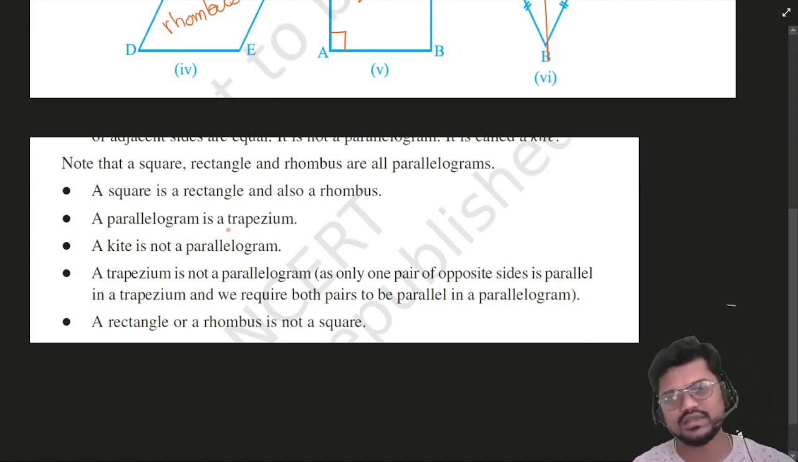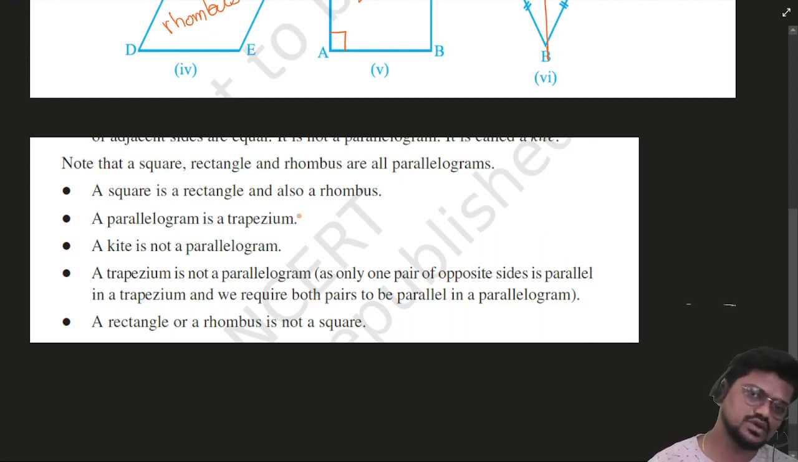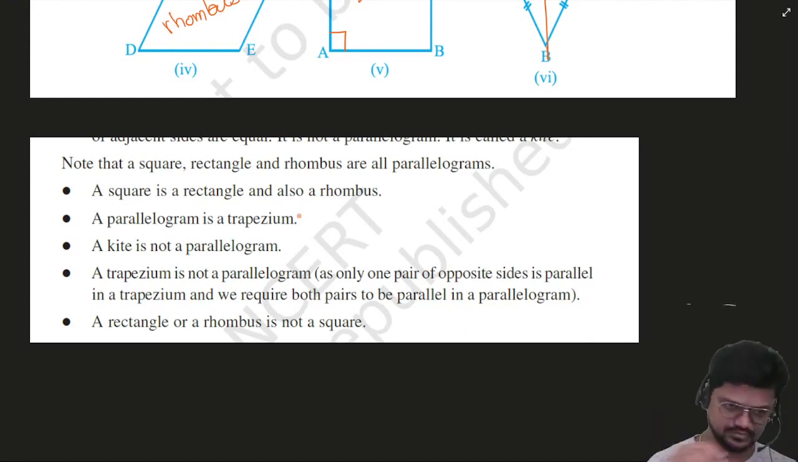A parallelogram is a trapezium. Why can we say this? Because to be a trapezium, only two opposite sides should be parallel. In a parallelogram, two opposite sides are already parallel. The other two sides are also parallel, but that's not required in a trapezium. So a parallelogram can also be said to be a trapezium, but a trapezium cannot be said to be a parallelogram.